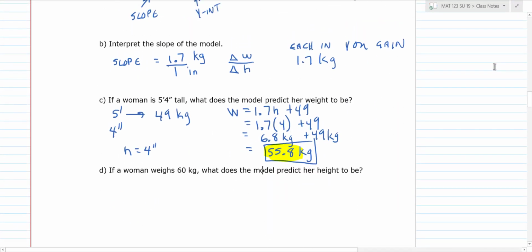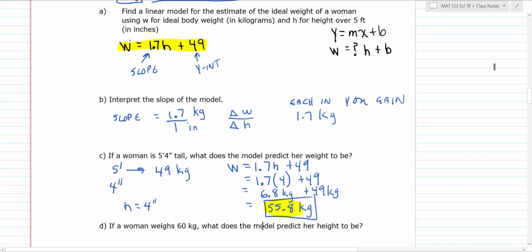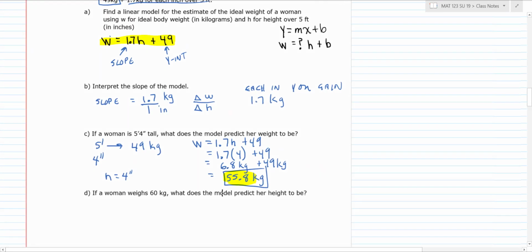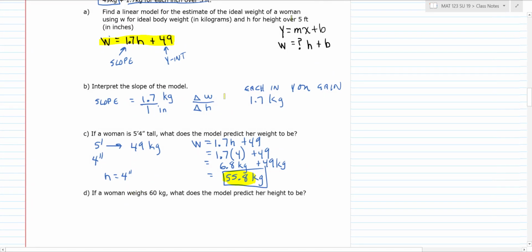Okay. All right, now this next question is asking something a little bit different. It's saying if the woman weighs 60 kilograms, so what that would be is the variable W would be 60 kilograms. Then you would say, what does the model predict that her height will be? Well, let's write down the model and think about what we would do here.